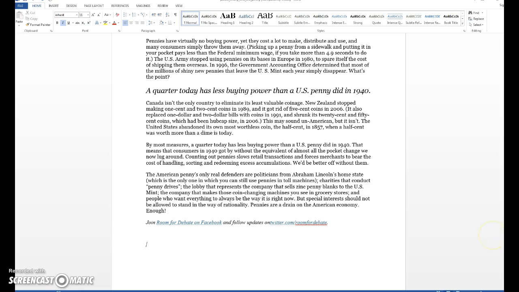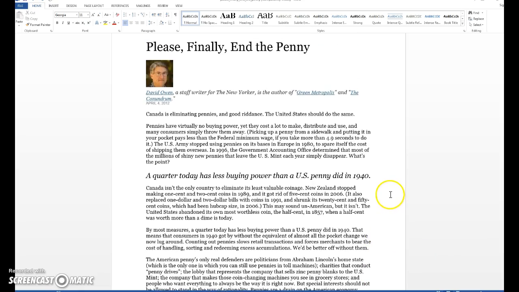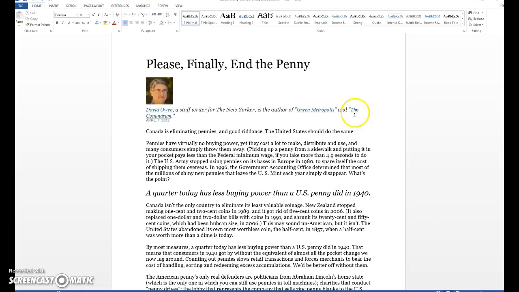So I'm just going to go ahead and go down here, and I'm going to type, the author, or you could say his name, David Owen, argues that we no longer need the penny in our economy. Okay, that's his main argument. Now, we need to figure out what are some reasons he's making. So you're going to go back and skim through the article and see if you can pinpoint a few of his reasons. Right away here in the beginning paragraph, he mentions some reasons.